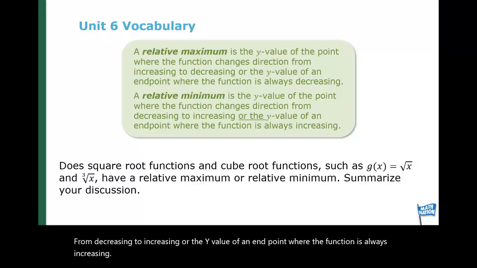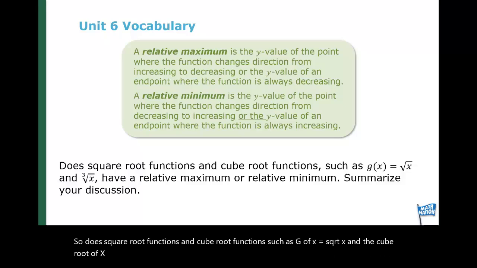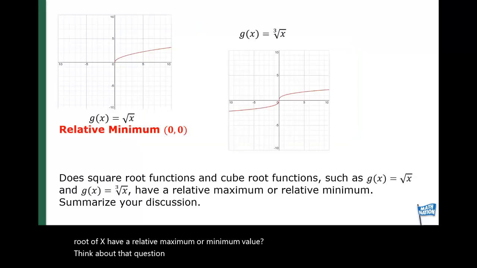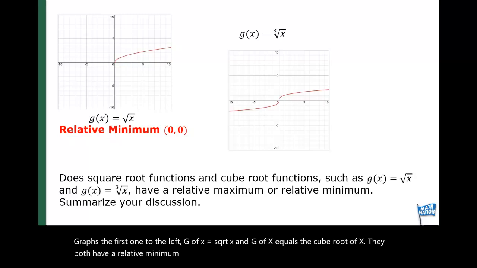So do square root functions and cube root functions, such as g of x equals the square root of x and the cube root of x, have a relative maximum or minimum value? Think about that question. So here you can see on both graphs, the first one to the left, g of x equals the square root of x, and g of x equals the cube root of x, they both have a relative minimum, and that's where it's at 0, 0.